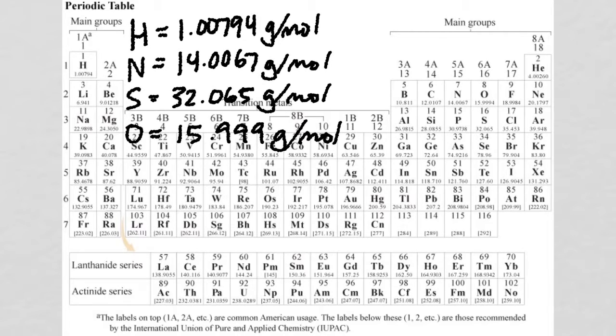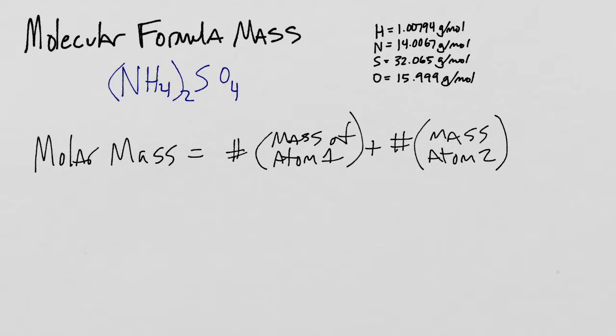Alright, so we need the molar mass of hydrogen, molar mass of nitrogen, oxygen, and sulfur for this one. So our first atom, let's say it's nitrogen. We've got to figure out how many there are. And in this one, there are 2 ammonium groups, indicated by the subscript 2 here. So that tells us that we have not only 2 nitrogens, but 4 times 2, or 8 hydrogens.